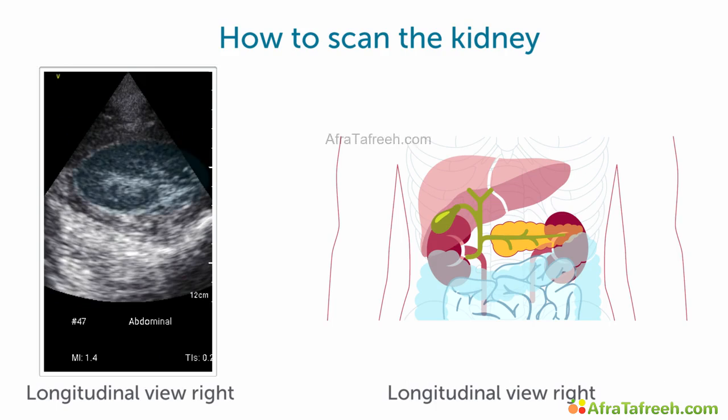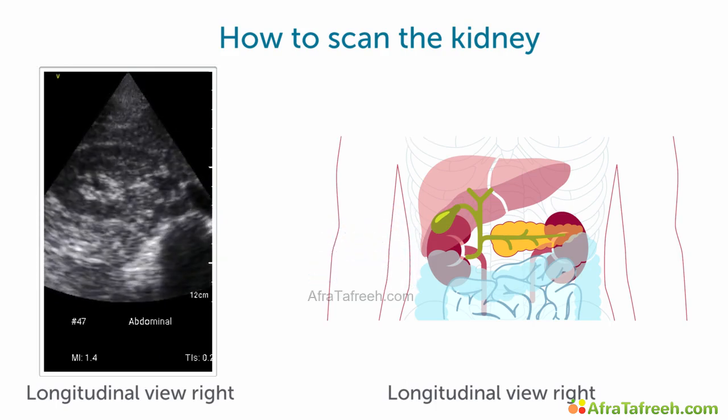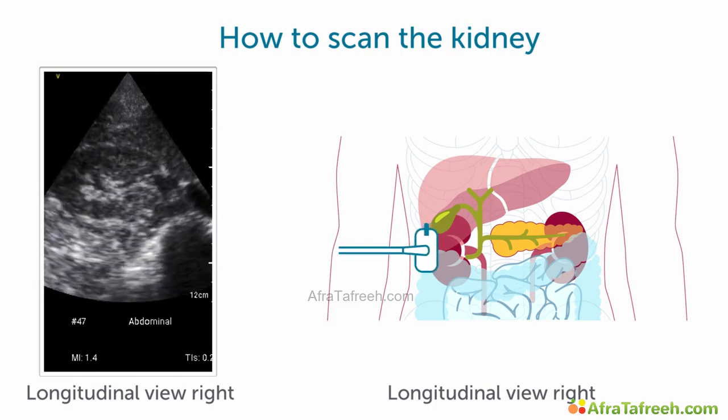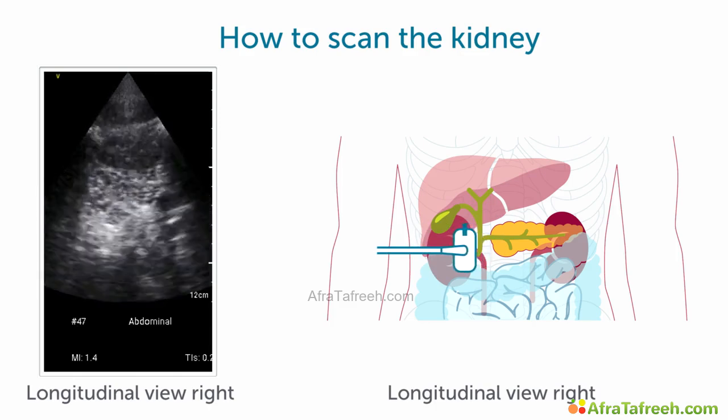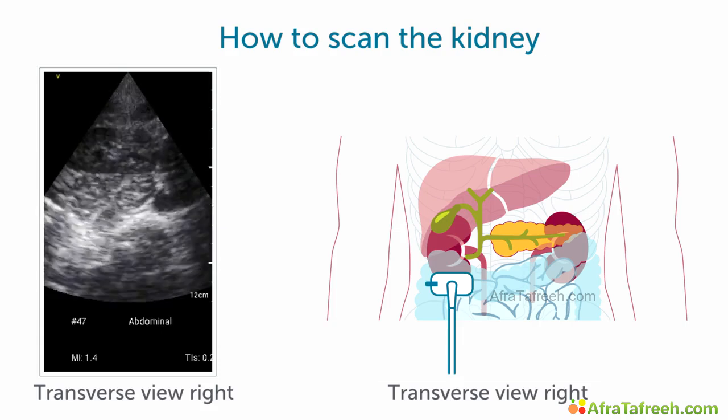Very important to mention, do not leave the probe in one position. Move the probe in the transverse scan up and down to scan the entire kidney on both sides. Very important, not staying on one point. In longitudinal view, go from lateral to medial, and in the transverse view, from top to bottom for the entire organ.